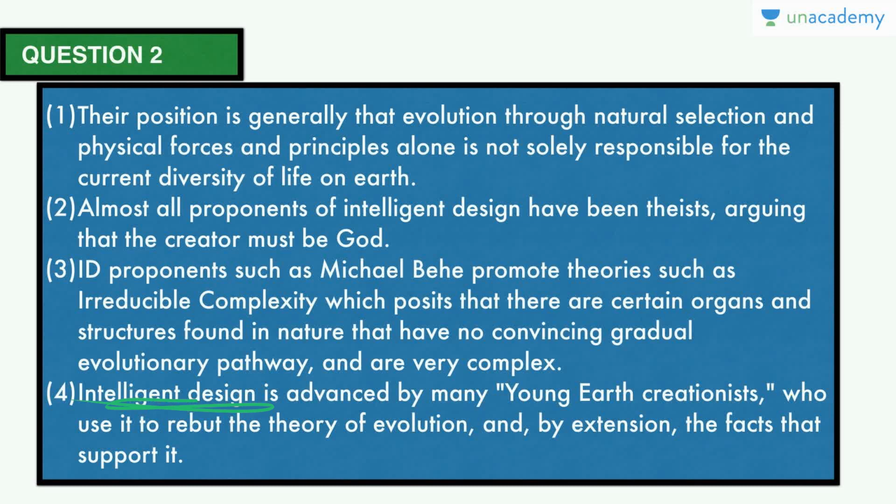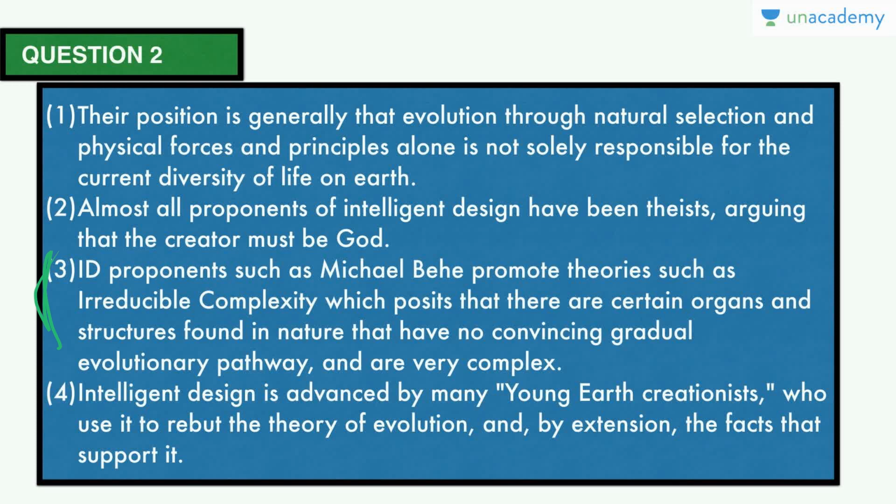So we are talking about intelligent design theory. We're not talking about irreducible complexity theory. So this is adding an extra dimension to the whole paragraph by introducing this new theory, that it is not the intelligent design theory or something that is positing that certain organs are found in nature that have no convincing gradual evolutionary pathway. It is the irreducible complexity theory. Why do you want to add an additional theory when you're already talking about ID? Okay, so these ID proponents are putting forward other theories. I don't know, but this seems to sway away from the central theme of the passage.